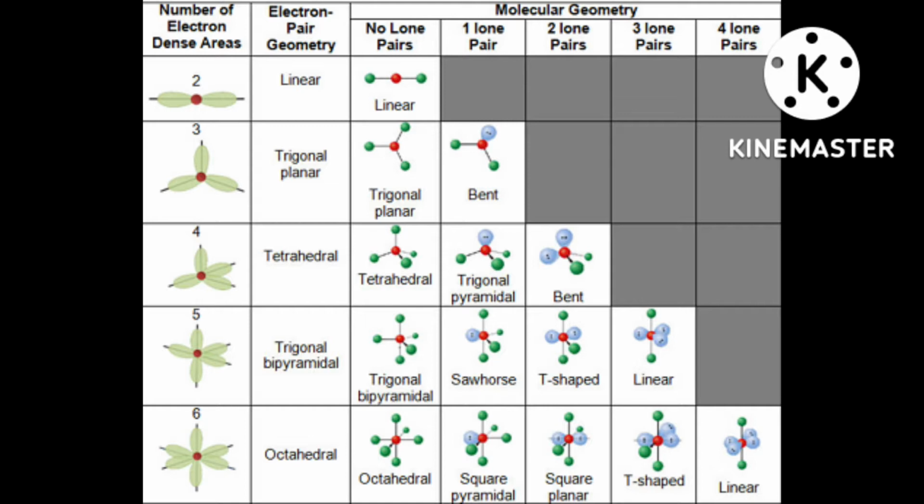Fourth postulate, the valence shell is taken as a sphere with the electron pairs localizing on the spherical surface at maximum distance from one another, so that repulsion will be less.